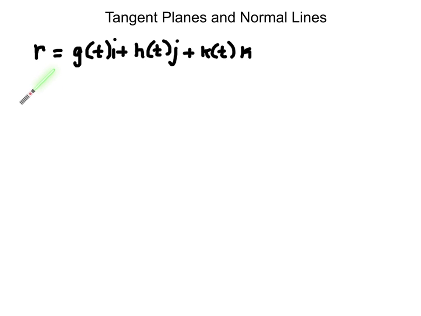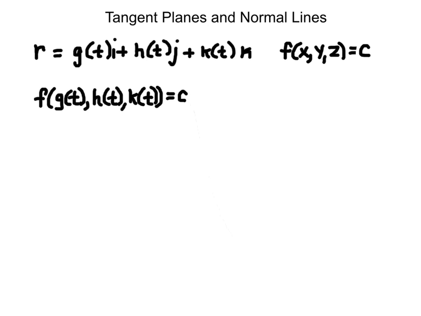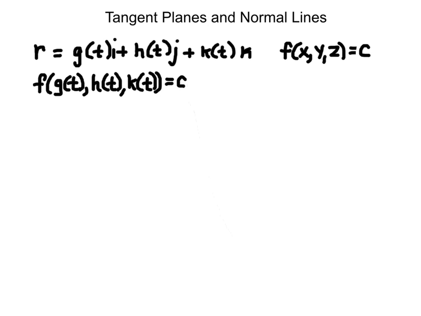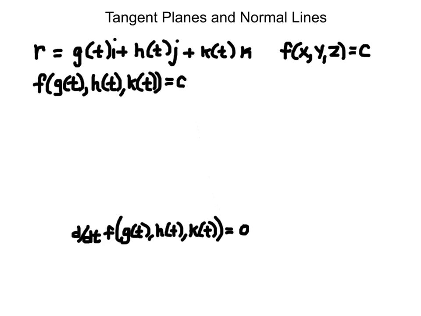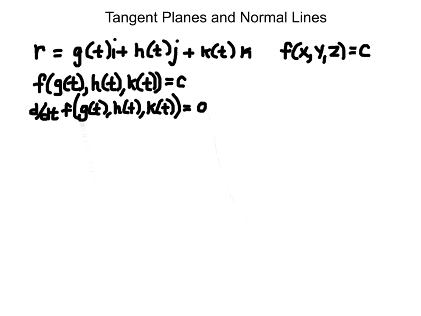If r is a smooth curve on the level surface f, and f is a differentiable function, then f of g, h, k is equal to the constant c. If we differentiate both sides, then our right-hand side is equal to 0.